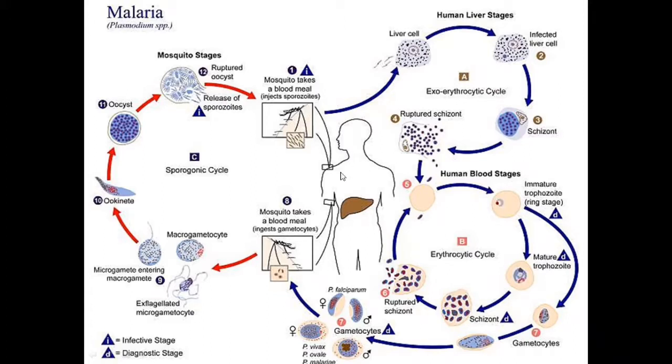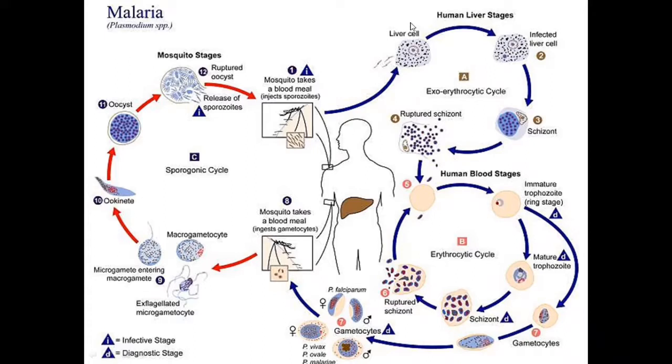Now once these sporozoites are injected, they reach the liver cell. As you can see, they reach the liver cell and invade it. Once the liver cells are infected, as a result, schizont is formed in the liver cell, or in the hepatocyte. Now this schizont, when it ruptures, releases a large number of merozoites.